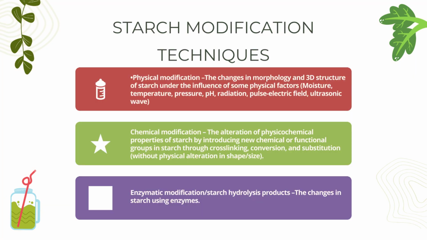In food industry, starch modification is done through several techniques. We have physical modification, where the changes in morphology and 3D structure of starch occur under the influence of physical factors such as moisture, temperature, pressure, pH, radiation, pulse electric field, ultrasonic wave. Chemical modification is where the alteration of physicochemical properties of starch is done by introducing new chemical or functional groups through cross-linking, conversion, and substitution without physical alteration in shape and size. Enzymatic modification produces starch hydrolysis products where the changes are carried out using enzymes.